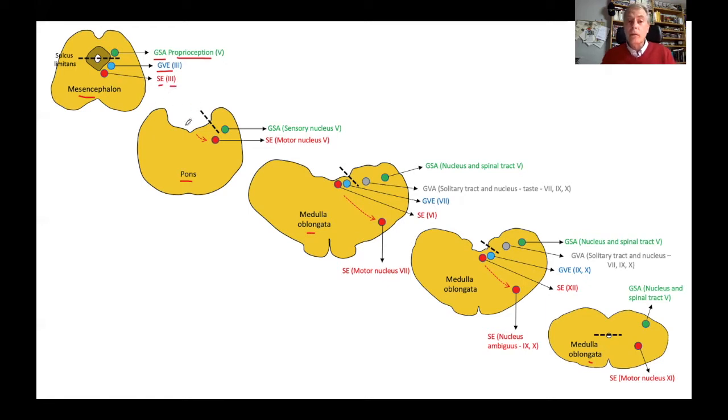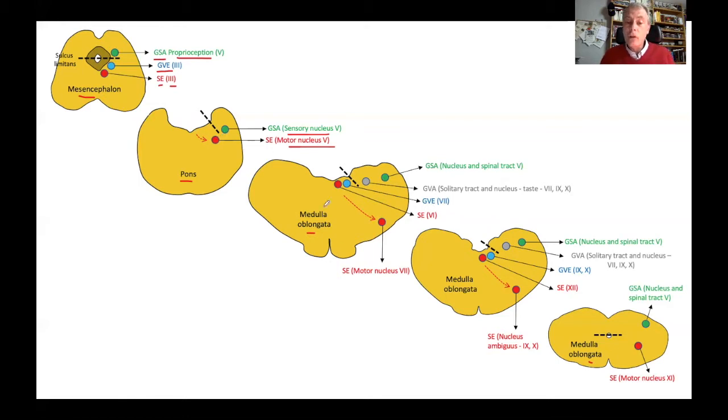As we progress caudally, again, dorsal to the sulcus limitans, we have the sensory nucleus of the trigeminal nerve, and ventral, the motor nucleus of the trigeminal nerve. Notice that these nuclei have slightly moved from their original location, okay? But, however, they remain dorsal or ventral to the sulcus limitans.